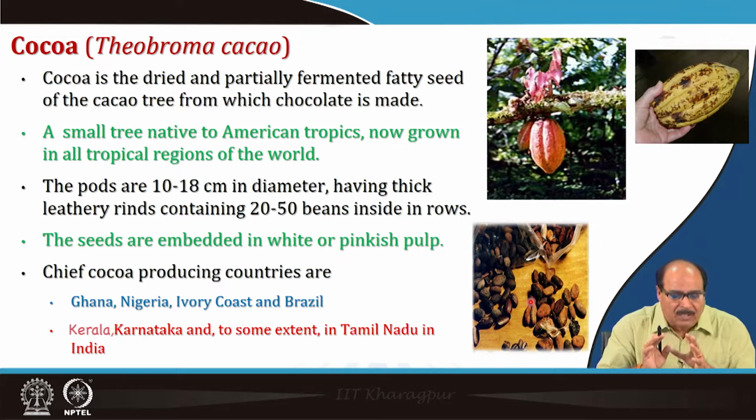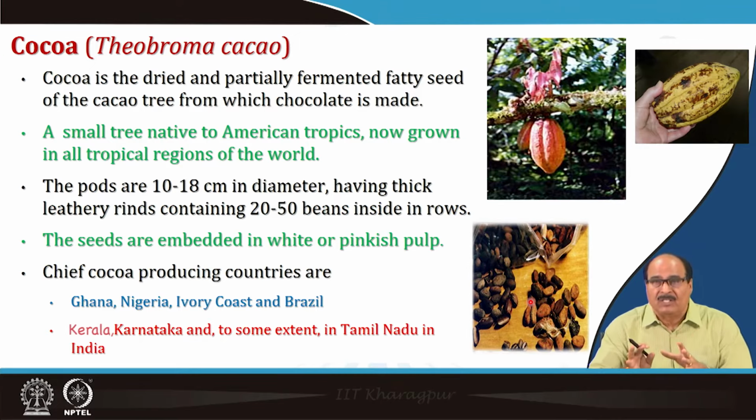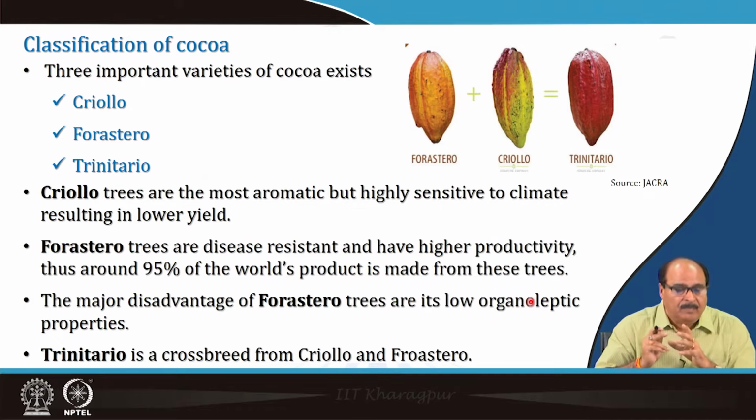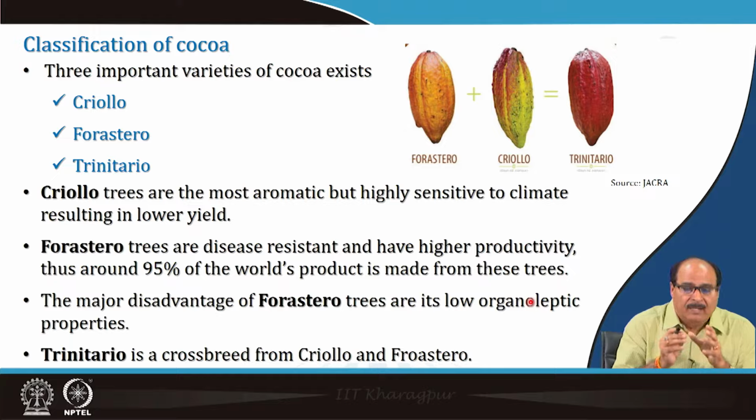Chief cocoa producing countries in the world are Ghana, Nigeria, Ivory Coast and Brazil. Kerala, Karnataka and, to some extent, Tamil Nadu, that is 3 southern states, produce cocoa in India. Cocoa is classified into 3 important varieties: Criollo, Forastero and Trinitario.